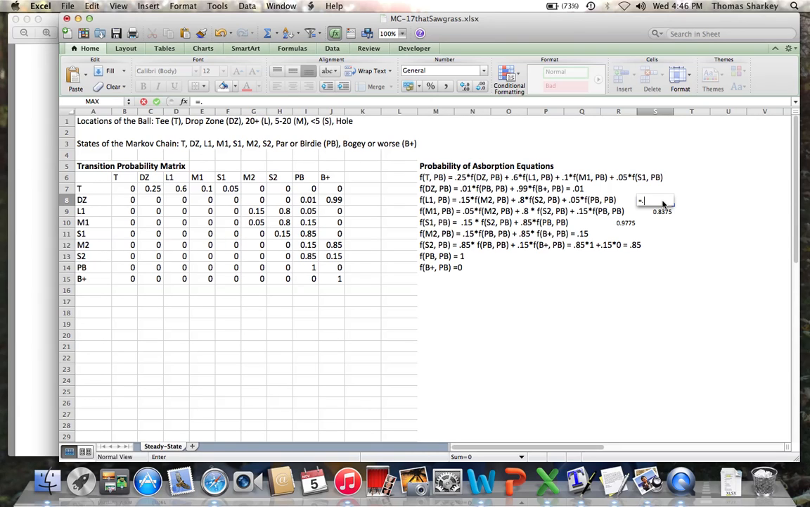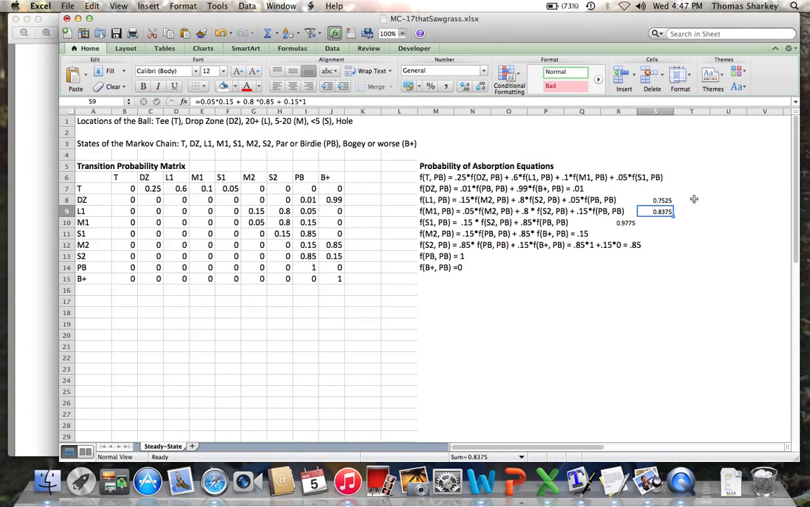And then we have to do one more of these for if we're really long after a tee shot, we end up in state FL1 comma PB. Plugging in what we've already solved for, we multiply 0.15 by 0.15, then add that to 0.8 times 0.85, and then add that to 0.05 times 1.